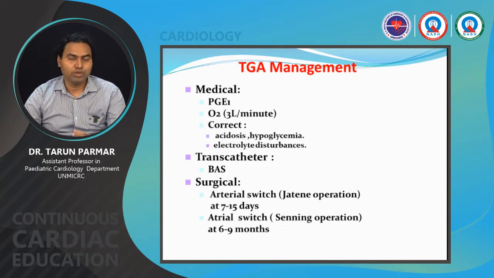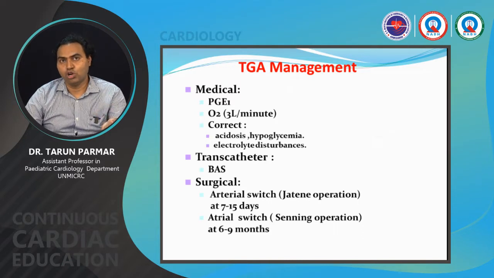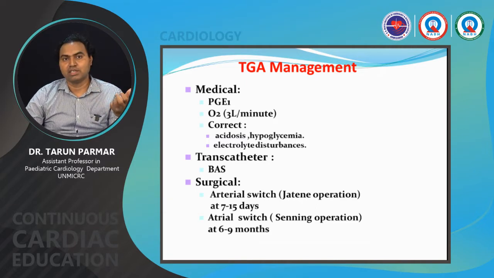TGA management depends on whether the interventricular septum is intact or there is a VSD, and on the anatomy of the coronary arteries and all these things. So initially, if the patient has a small PFO and is very sick, we have to go for the BAS. If that is not the case, then in the first 1 or 2 weeks we go for the arterial switch operation.